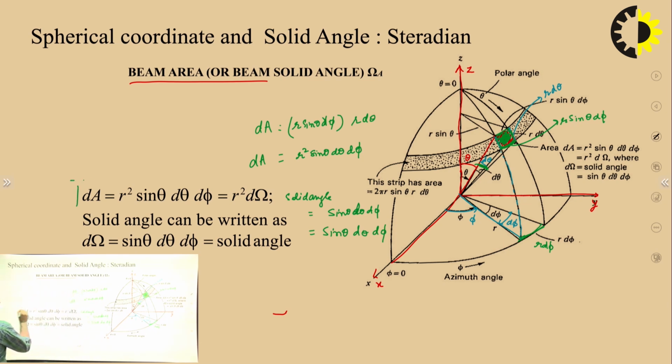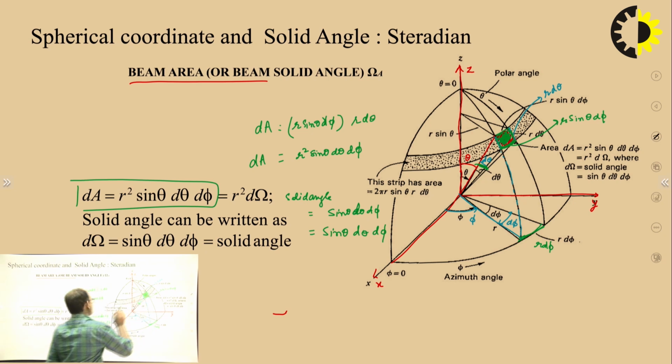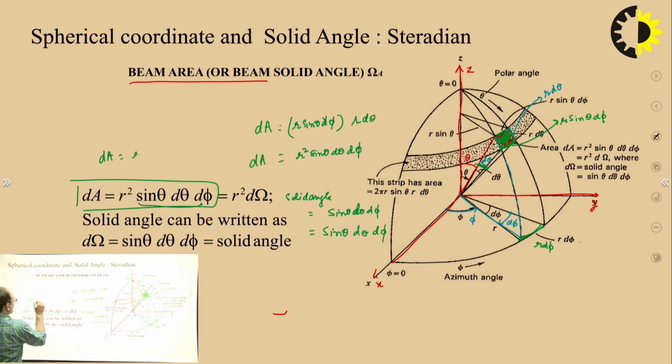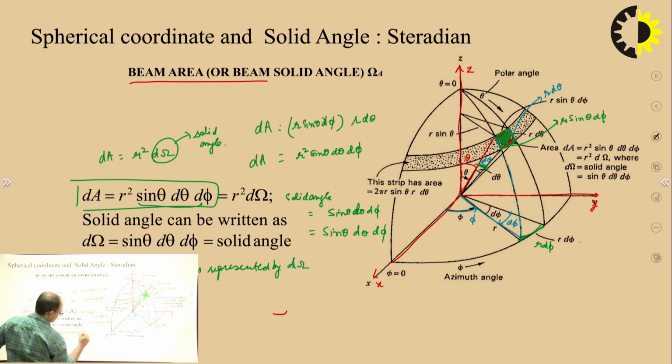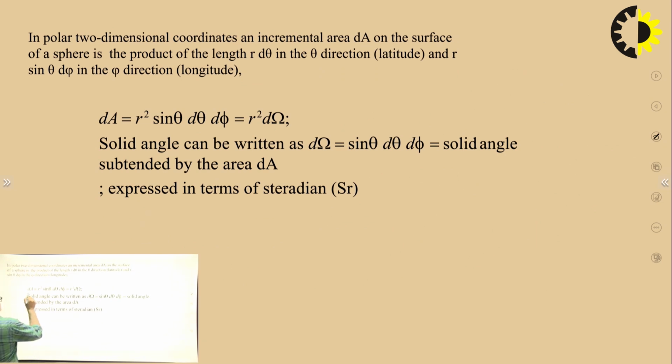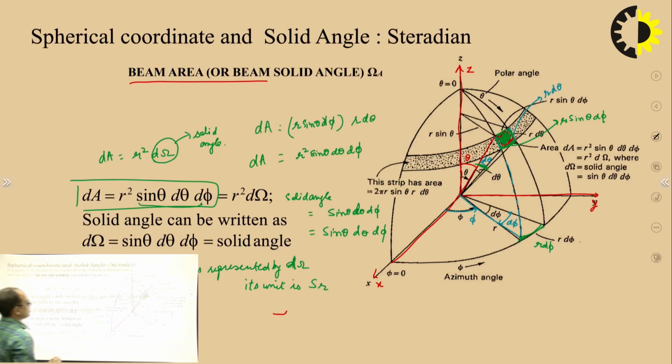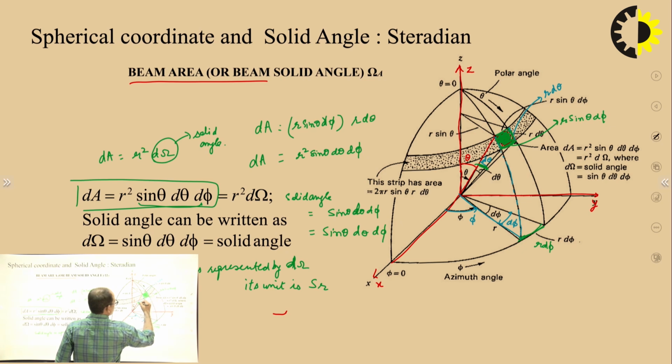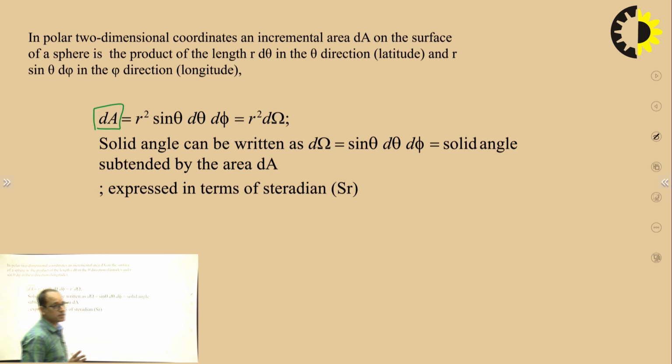Now see, the differential area that is covered by this angle is r square sin theta d theta d phi, and if I say this is a solid angle, then the beam dA will become equal to r square into d omega, and this is a solid angle. So solid angle is represented by d omega, and its unit is steradian. And this is a beam area, that is the equivalent beam area covered by this solid angle. That means the area which is covered by the solid angle is the beam area.